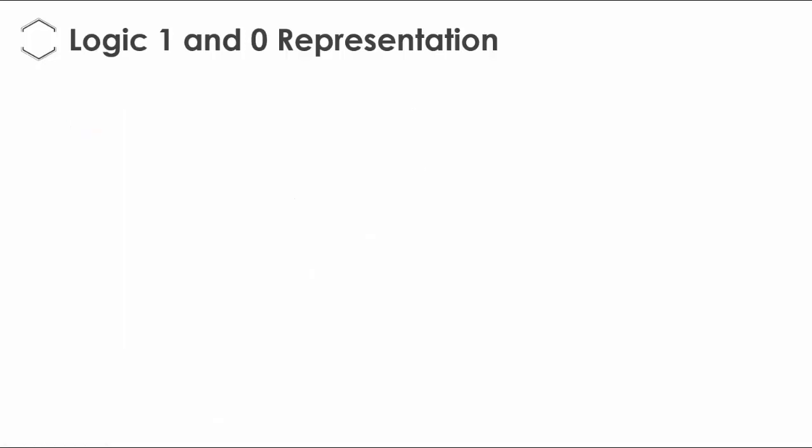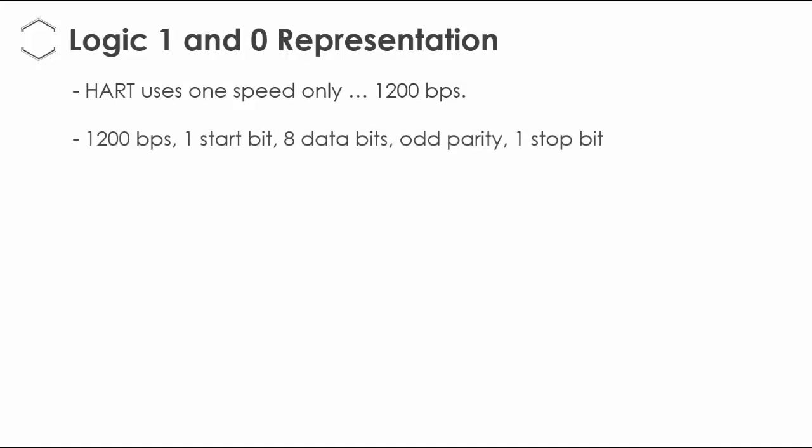Now the FSK implementation used in HART is not very fast at all. The HART protocol uses only one serial speed, and that's 1200 bits per second, which is really slow. Now, specifically being a serial protocol, its serial communication settings are fixed to this: 1200 bits per second, 1 start bit, 8 data bits, odd parity, 1 stop bit.